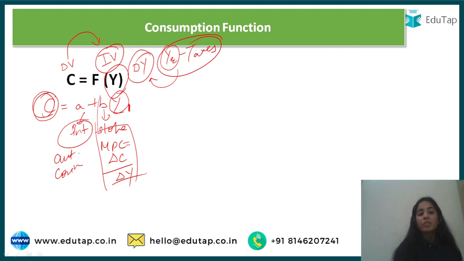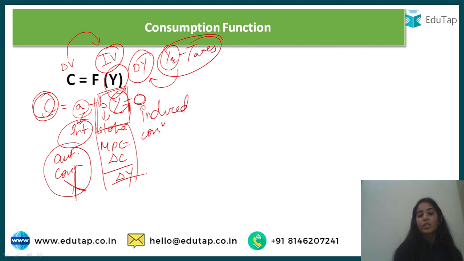And autonomous consumption tells us that if your income becomes zero and this whole thing becomes zero, then there is still some consumption for your survival. Okay, that is the autonomous consumption, that even if the income level is zero, you are still consuming something for your survival. So autonomous consumption is not dependent on the income, and this is what we call the induced consumption. Induced consumption depends on the income level, and autonomous consumption does not depend on the income.